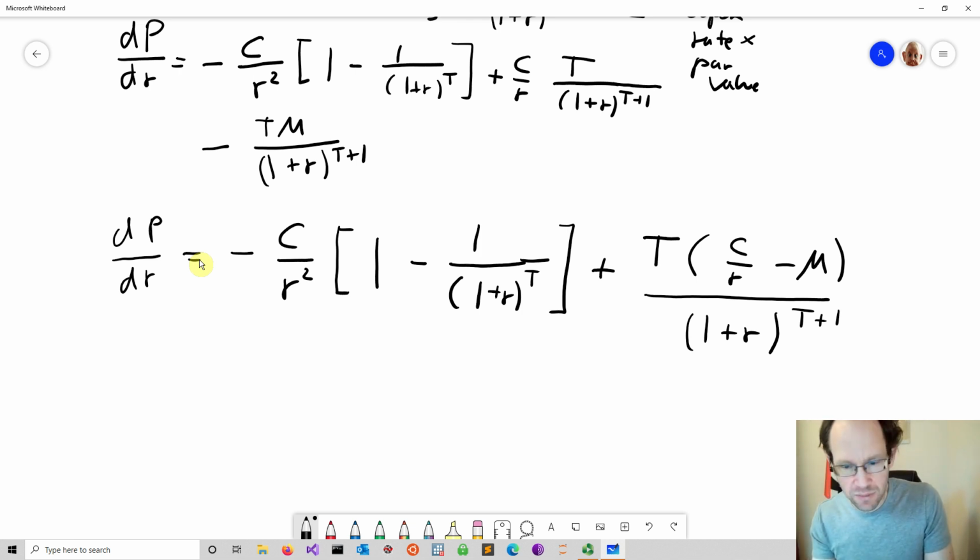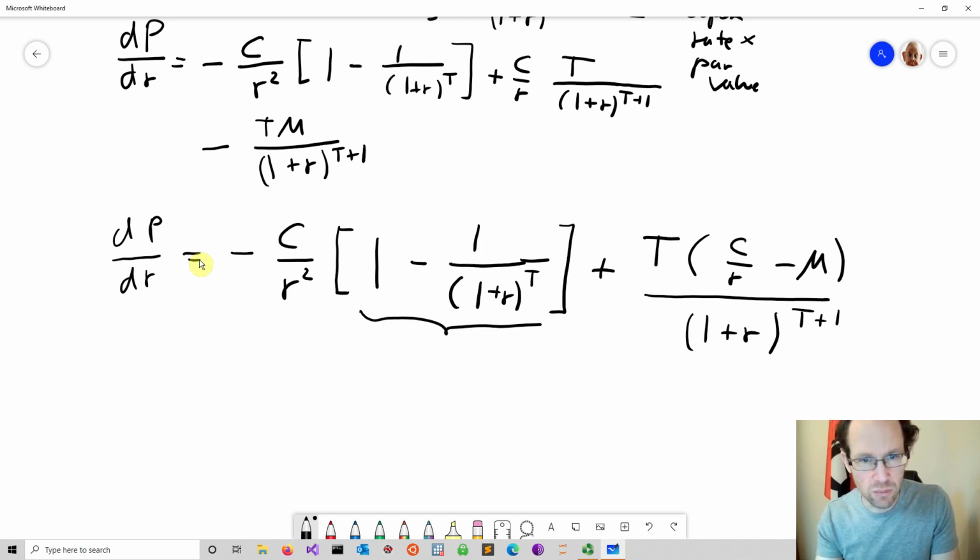Now when we look at these terms, we could argue the following. So obviously this term here looks positive, for reasonable values, I would argue. And so the first part here is definitely a negative.